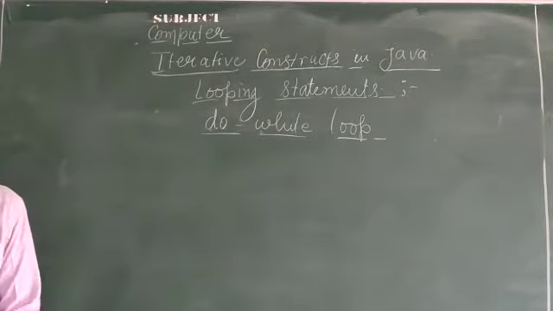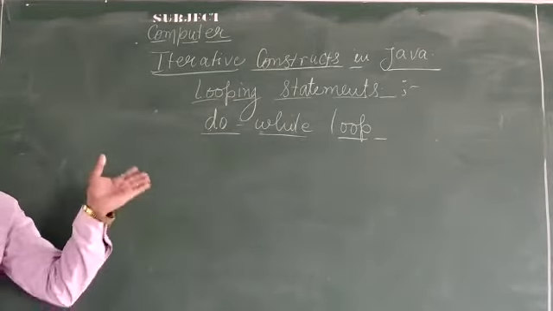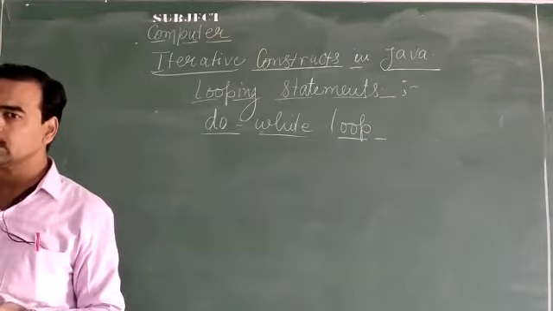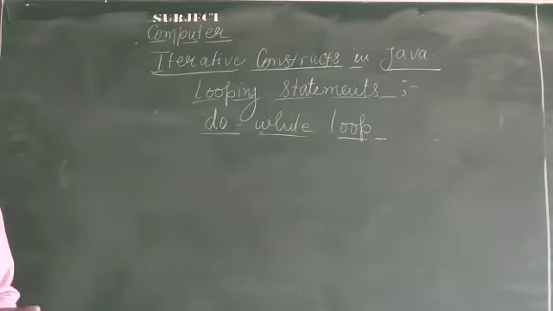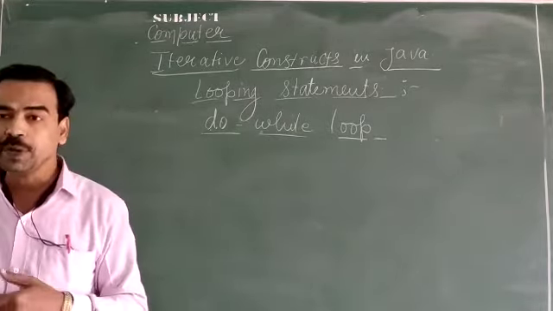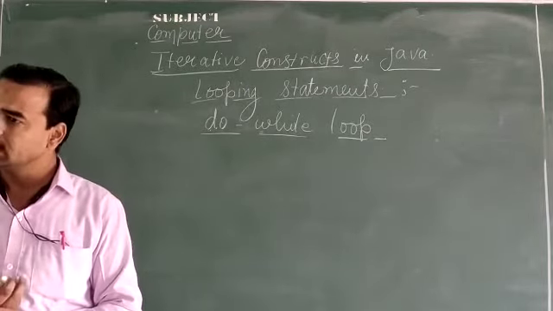Once again, do while is also a looping statement. So it also contains all those three sections which are in iterative constructs: initialization, condition and updation. And do while is also used to repeat the execution of a number of statements. Is that clear?